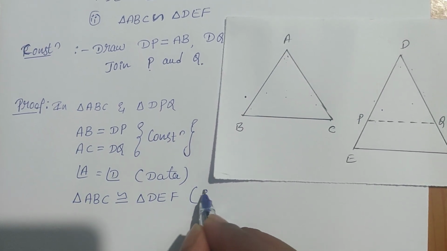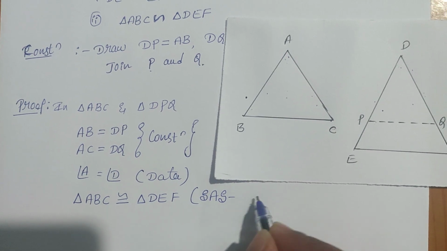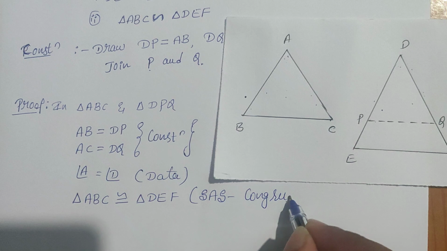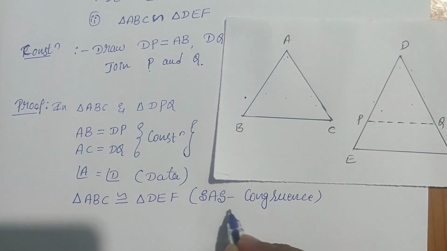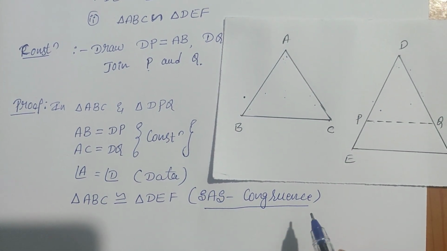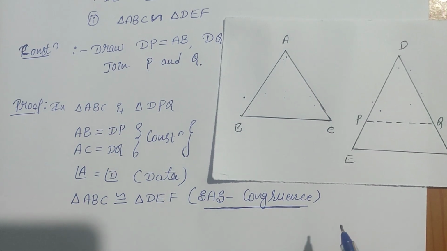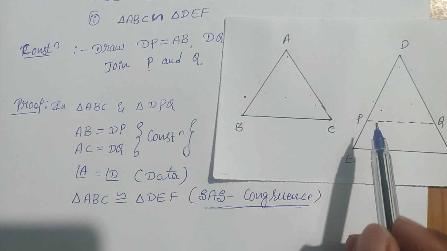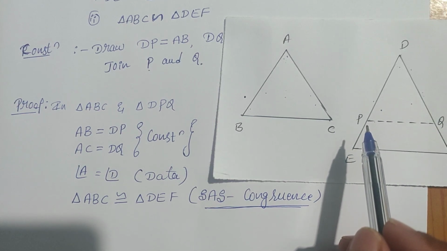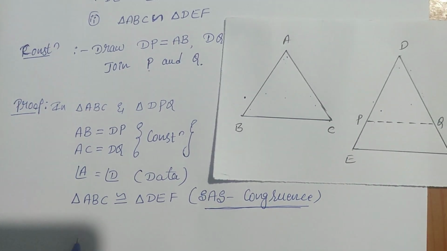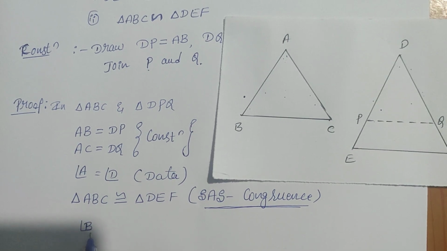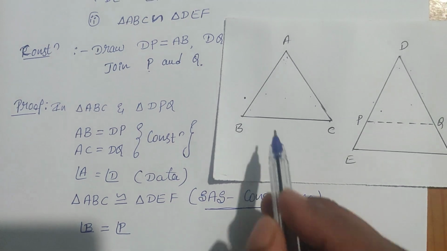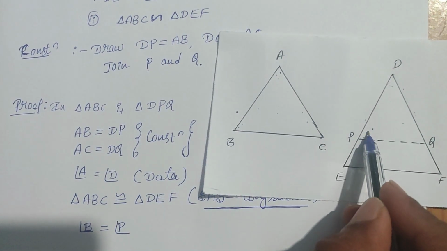You have to write the reason, that is SAS congruency. This is what you studied in the 9th standard. The congruency rules are studied in the 9th standard. So if these two triangles are congruent, the corresponding angles are equal. That is, by CPCT I can write angle B is equal to angle P.